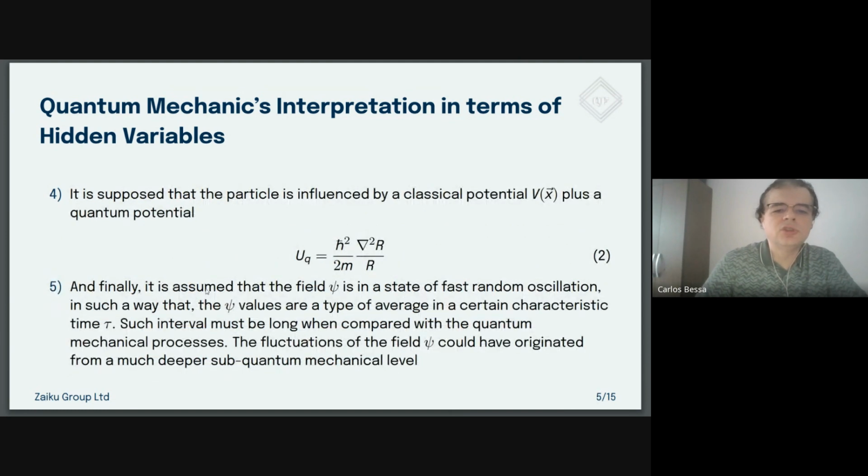And finally, it is assumed that the field psi is in a state of fast random oscillation in such a way that the psi values are a type of average over a certain characteristic time tau. Such an interval tau must be long compared with the quantum mechanical processes. And the fluctuations of the field psi could have originated from a much deeper sub-quantum mechanical level. So what he means, he gives an example.